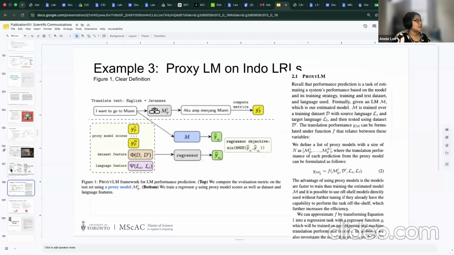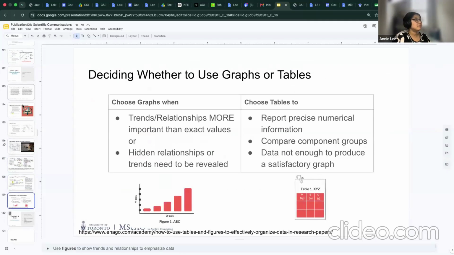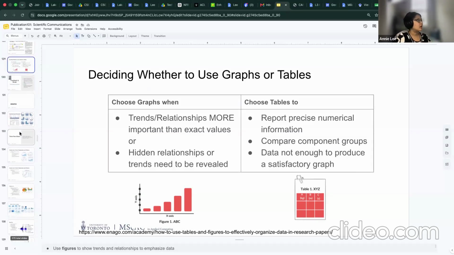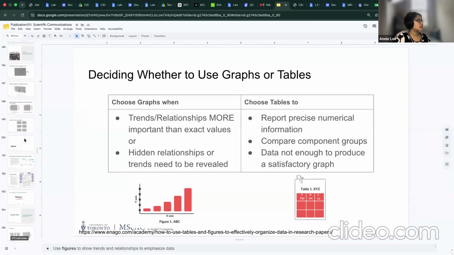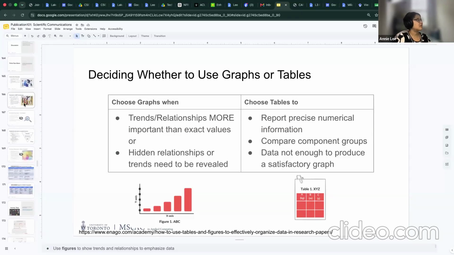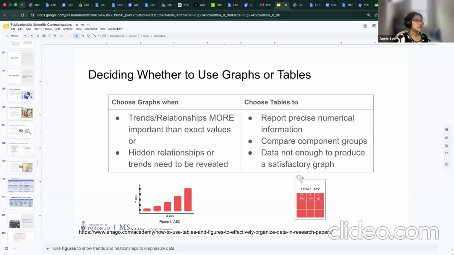Again, I always talk about these diagrams that I like. Okay, so you should decide whether you're going to use a graph or a table. You choose a graph when you have trends, you have enough data points, or there's a hidden relationship you want to show. Choose a table if you have a lot of information, if you're comparing different groups, or maybe you just want to highlight the best. I think I briefly went over all the different table types.